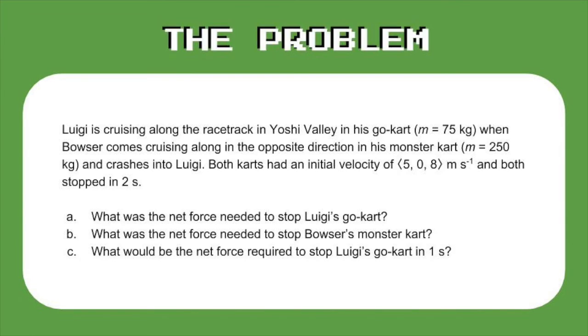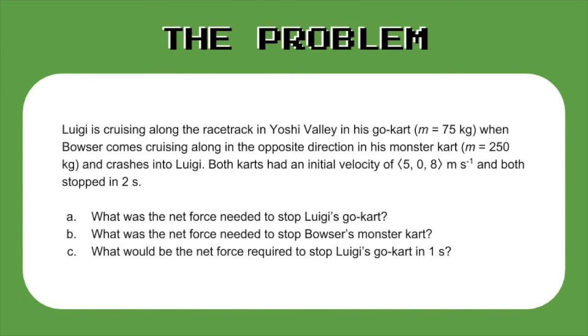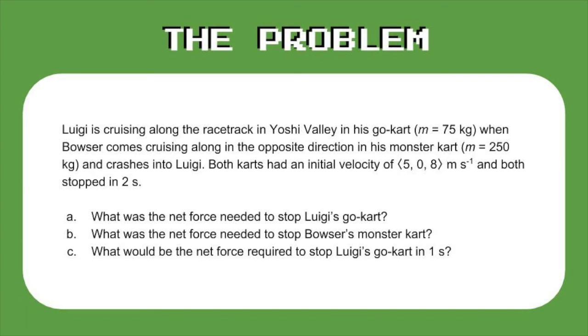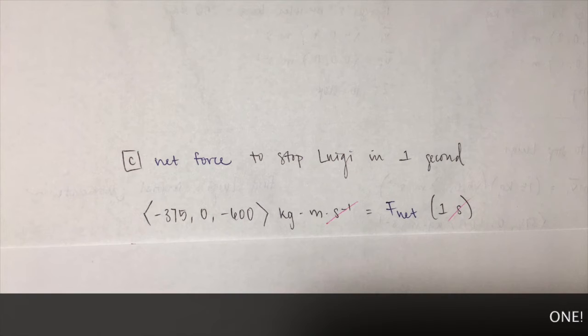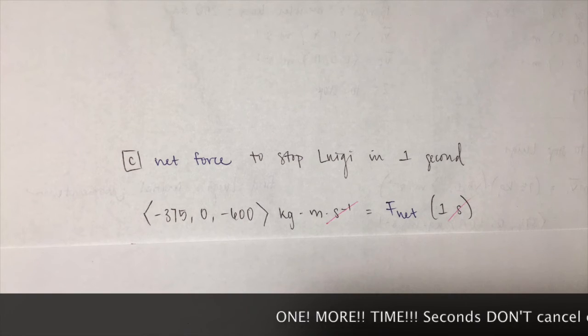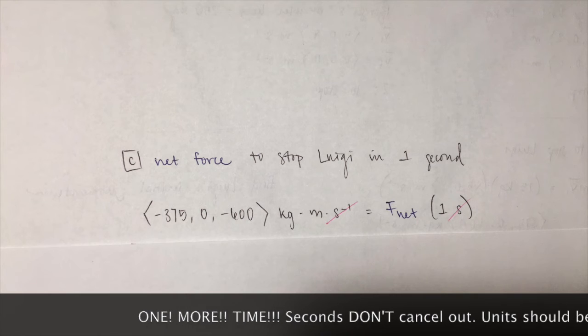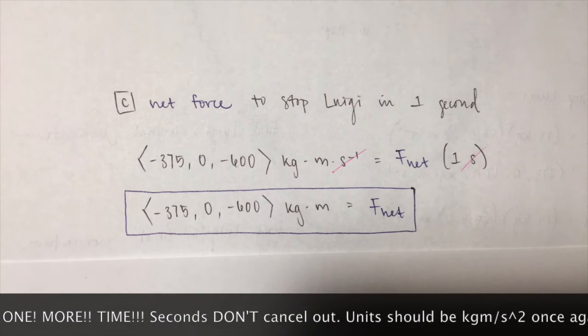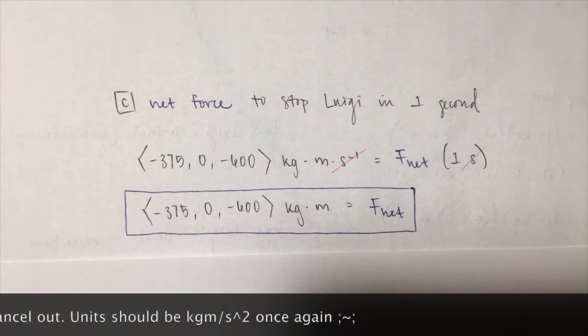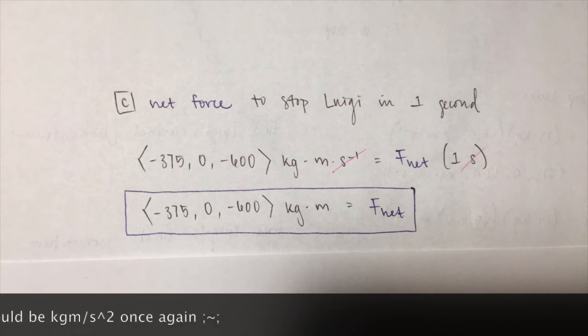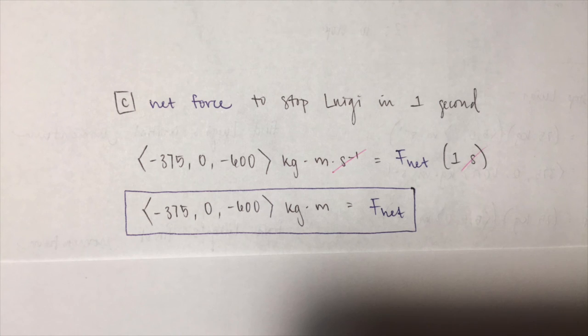For the final part of this problem, since we already did the bulk of the work in part A, the only step we need to do is the last one involving the momentum principle. We already know delta P, so we reuse negative 375, negative 600 again and set it equal to F net times 1 second. Dividing both sides by 1 second yields the same vector, negative 375, negative 600, but only this time it pertains to the net force and not momentum because the units have changed to kilograms times meters.